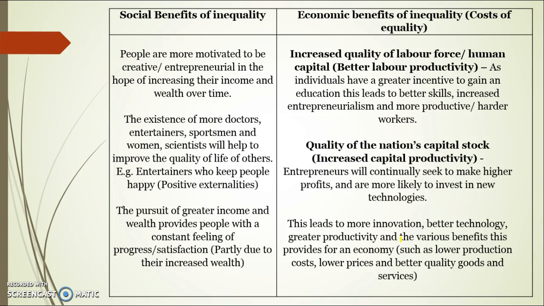In terms of the social benefits, the idea is that with the pursuit of wealth and the pursuit of being able to generate a higher income when there's more inequality, it can lead to people being more motivated to be creative and entrepreneurial. So with the hope of increasing their income and wealth over time, it should have a higher prevalence of doctors, entertainers, sports people, scientists, because if they have that incentive of the higher incomes from doing these professions, that will then flow on to improve the quality of life of others, because entertainers keep people happy, people benefit from having more doctors within society, and so on and so forth.